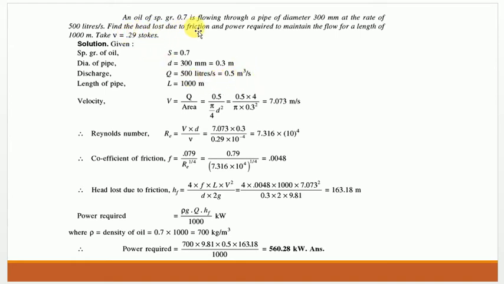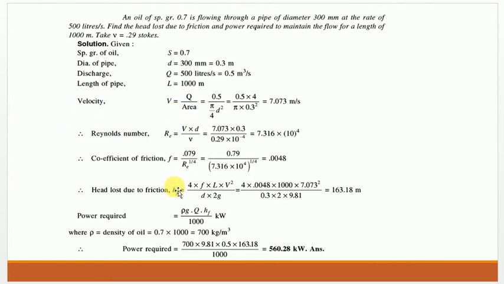We need to find the head loss due to friction and power required to maintain the flow. Due to this friction there will be some loss in energy, but we need the actual power that is required to maintain this flow. Once we have found the head loss due to friction, to overcome this frictional loss, what will be the power required to maintain the flow for the length of 1000 meters. So 1000 will be the length of the pipe.